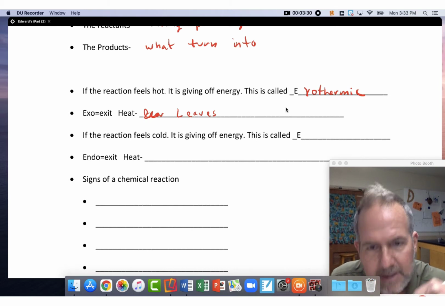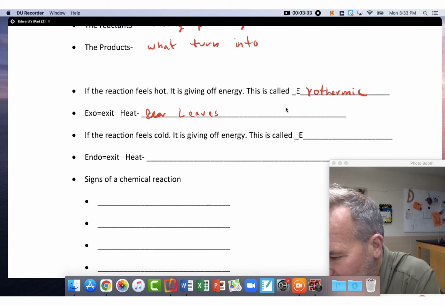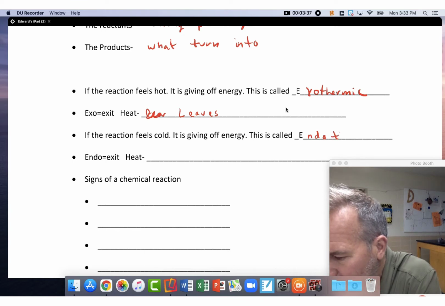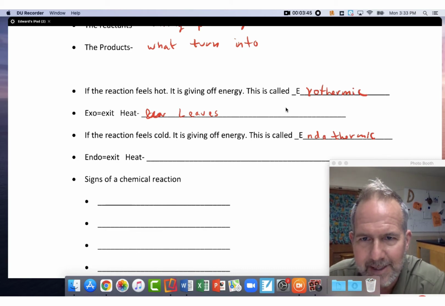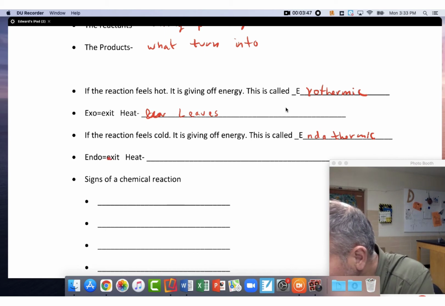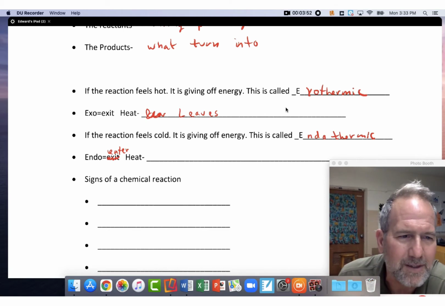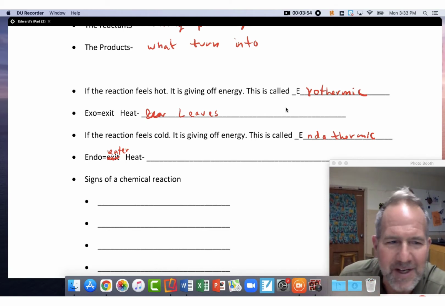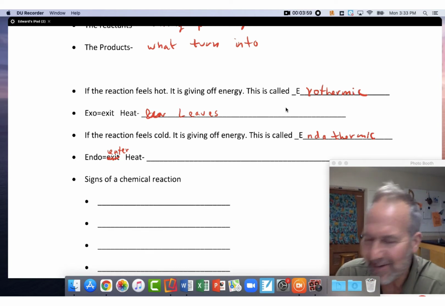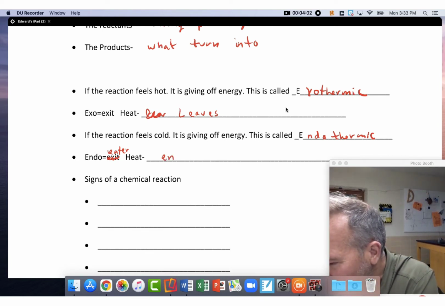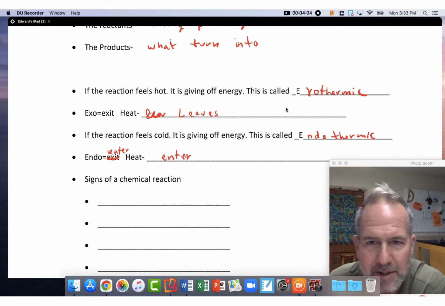The opposite of that is endothermic. If it gets cold, that means that heat is entering it, and it's endothermic. Now I have a little misprint here. I put endo, exit. No, endo means enter. So if you'll change that also. I copied and pasted what I had written before because it's just the opposite definition, and I forgot to change the other word. Okay, so heat is going to enter the object.